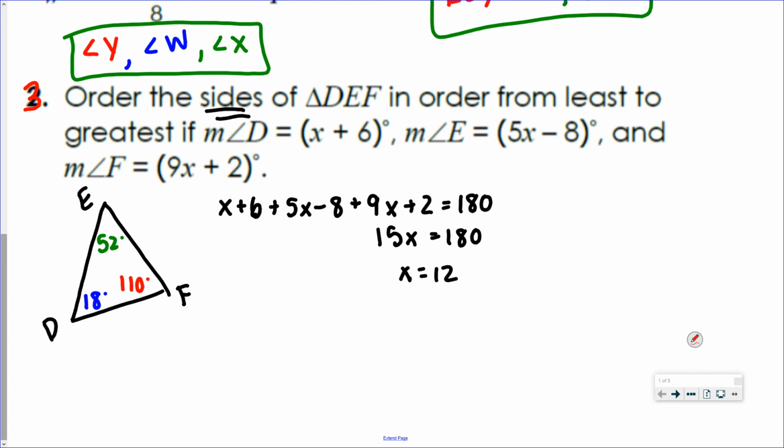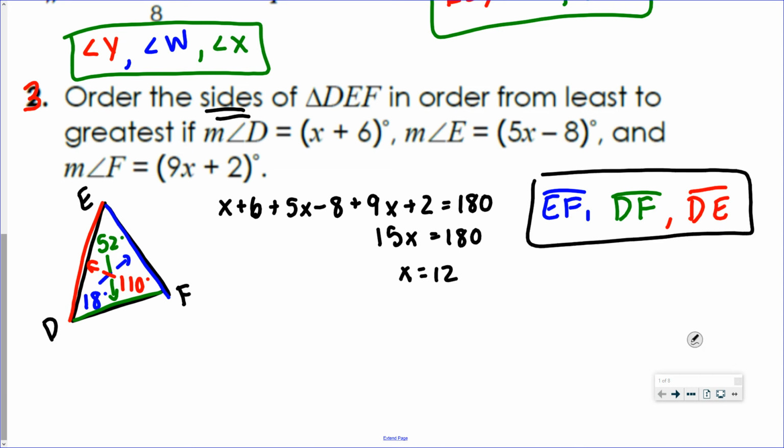They didn't ask me to order the angles. They asked me to order the sides. So drawing this picture kind of helps you see which side would be the smallest here. Well, the one across my smallest angle, EF. And then my next smallest angle would be across from side DF. And then my largest angle should be across from my largest side, DE. Now, obviously, if you have those flipped around, meaning like FE instead of EF, that's fine, but they need to be in that order.